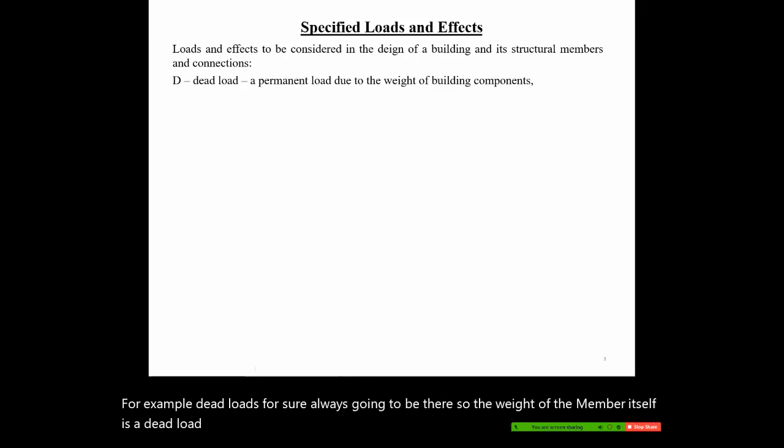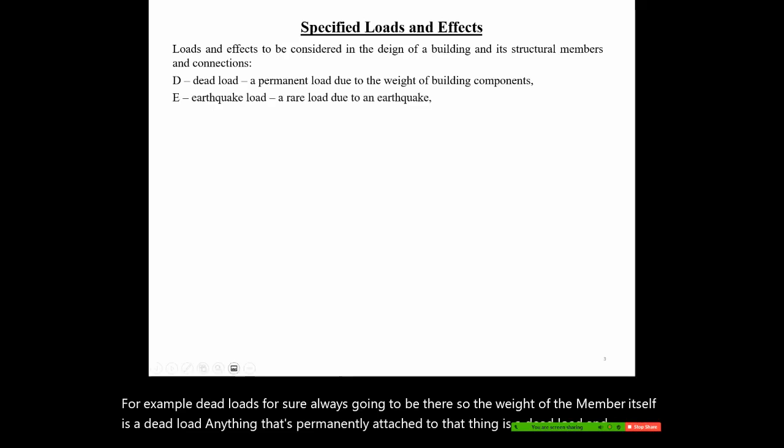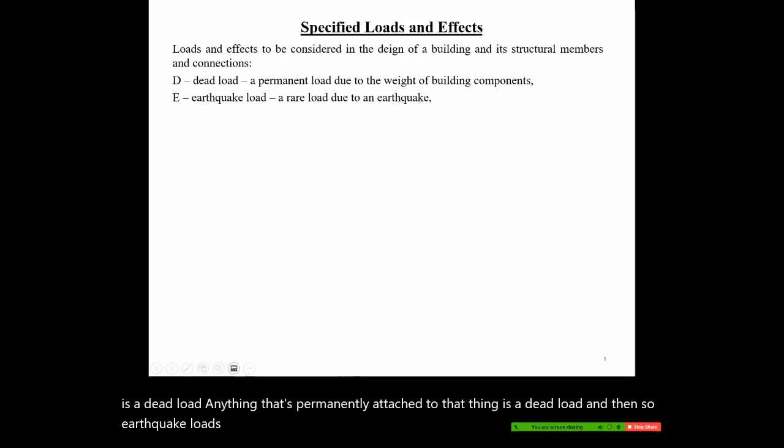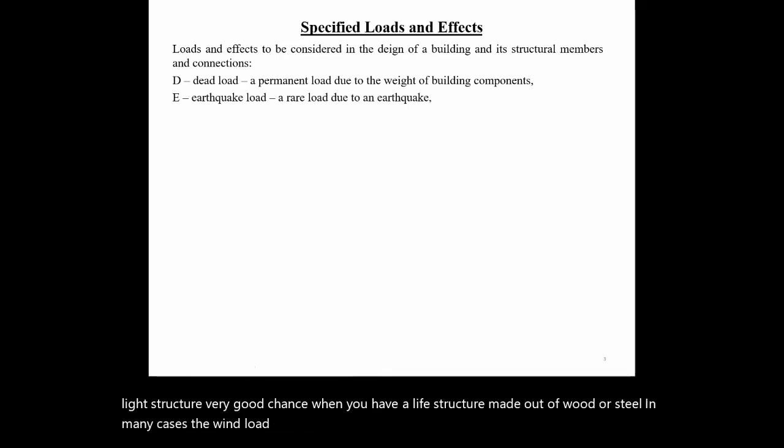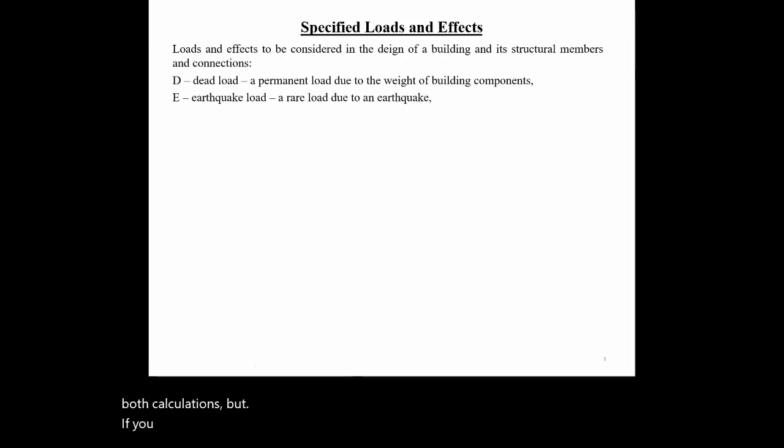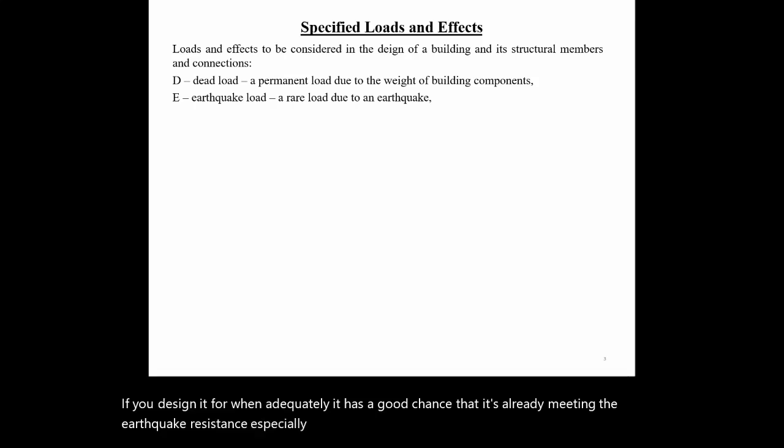Anything that's permanently attached to that thing is a dead load. And then the earthquake loads, like I said, are beyond the scope of this program. But when you have a light structure made out of wood or steel, in many cases the wind load will govern over the earthquake load. So you have to do both calculations, but if you design it for wind adequately, there is a good chance that it's already meeting the earthquake resistance, especially for wood structures.